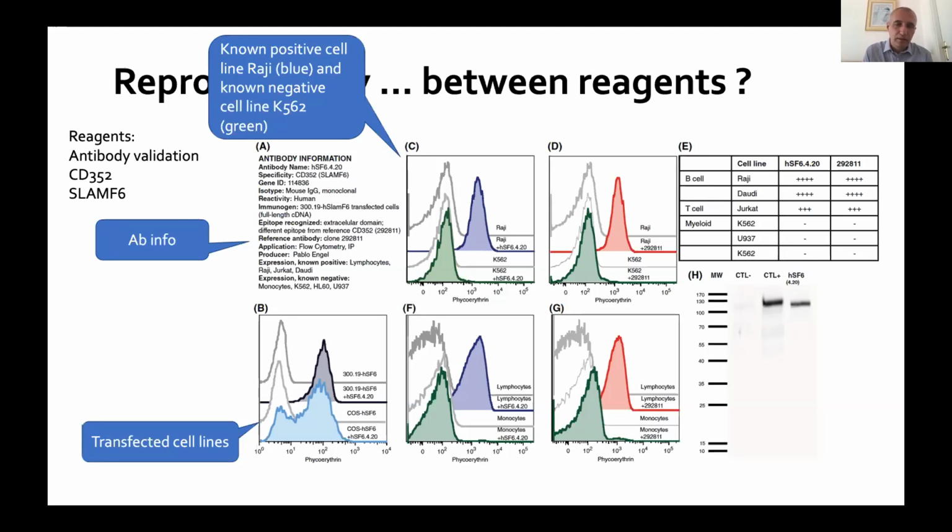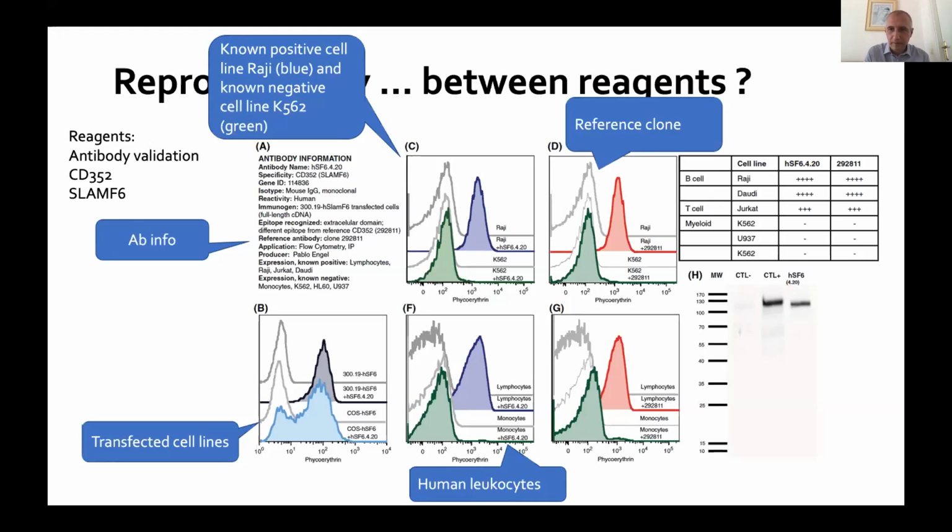Then it's a good practice to test the known positive cells. Here it's a Raji cell line in blue, and the known negative cell line, here it is K562 in green. And you can test this also on primary cells like human lymphocytes versus monocytes for this marker. And you can also compare it to the reference clone that can be used for comparison.